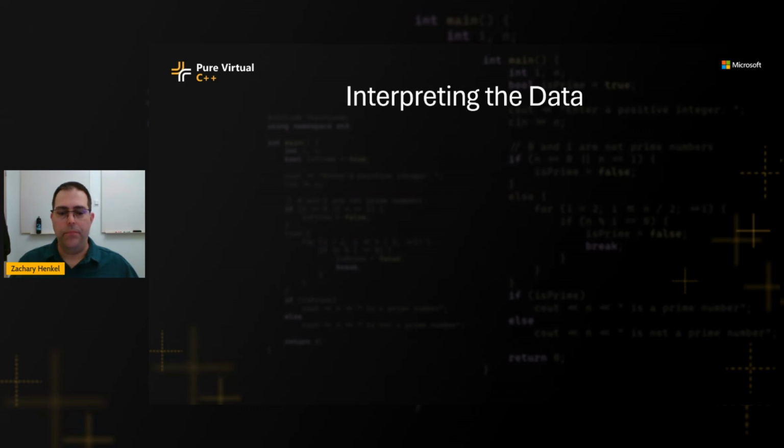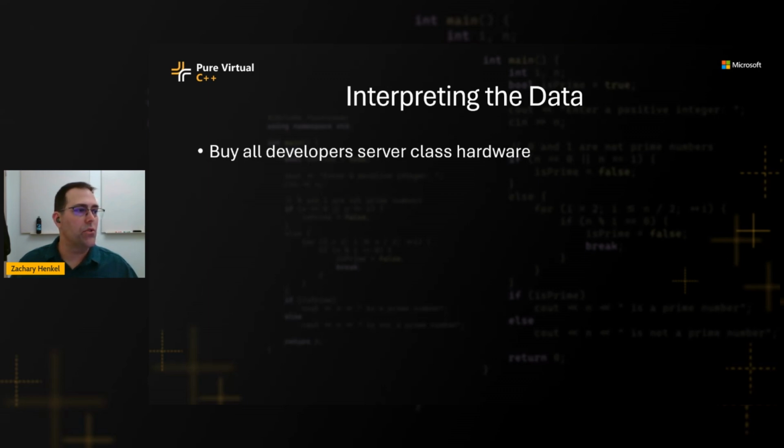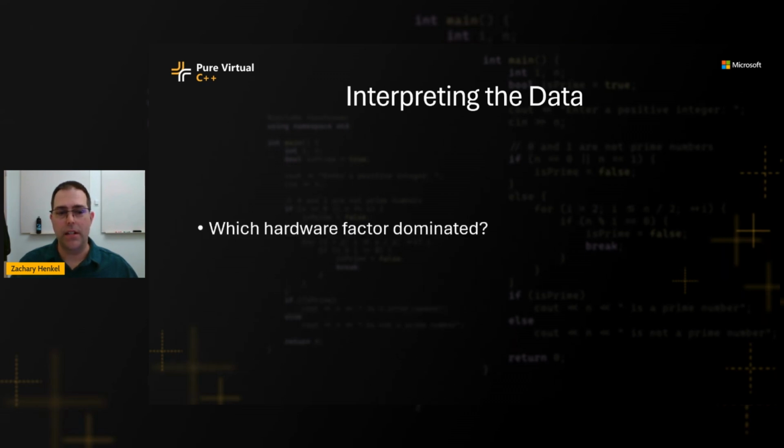What does this all mean? One thing you could say, and I'm sure all the developers in Office would be happy if this was the takeaway, is that all developers should have server class hardware. Unfortunately, that's not particularly realistic, so we have to dig a little bit deeper.